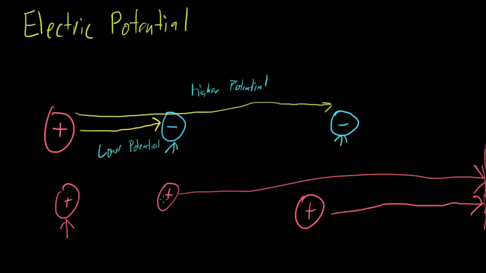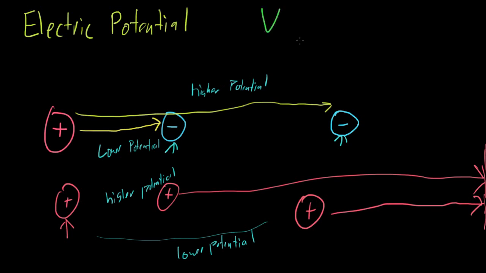Here, these two have a higher potential because this can move all the way over here, but these two have a lower potential. Okay, electric potential is measured in volts, and a volt is a joule per coulomb. A volt is basically work per charge. And you've heard of volts before because that's what batteries are measured in.